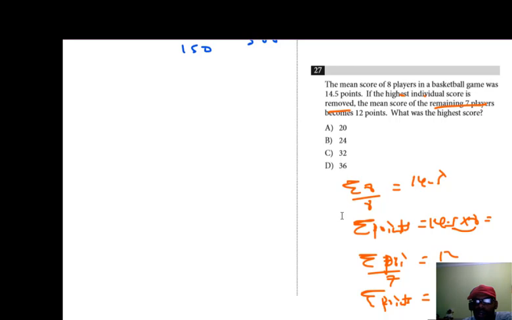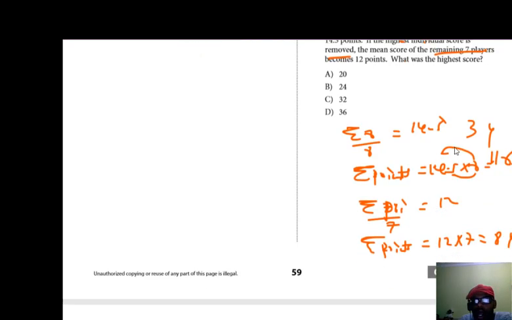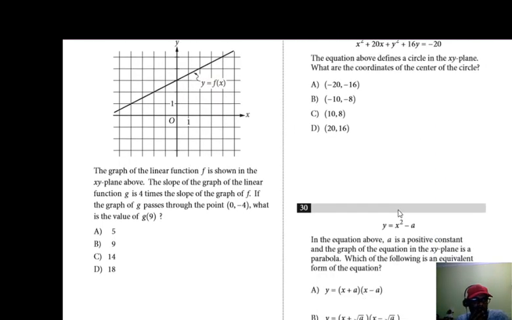14.5 times 8, of course, when you multiply this, I have 0, 4, 32, 36, 3, 1. That gives 116. What was the highest score? The highest point is the difference. So subtract: 116 minus 84. That gives you 32. Okay, so 32.